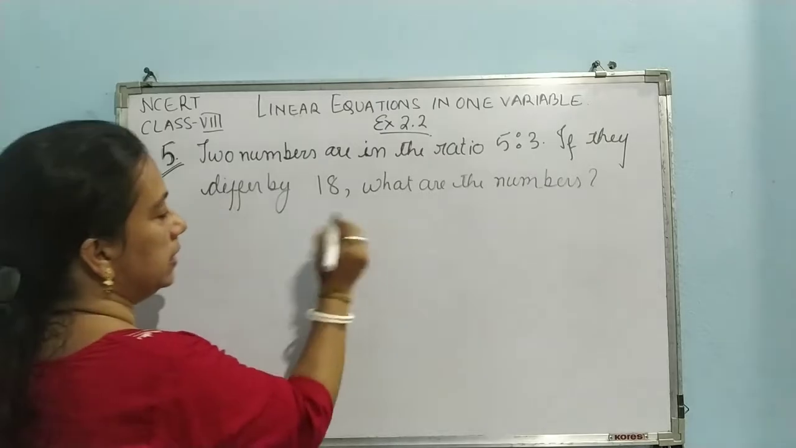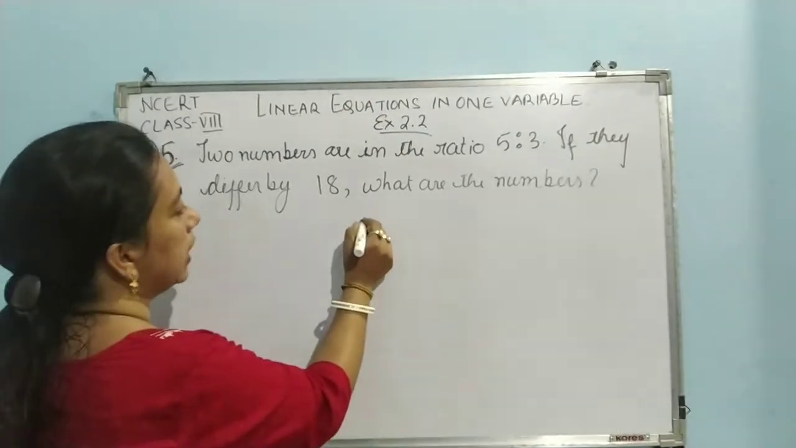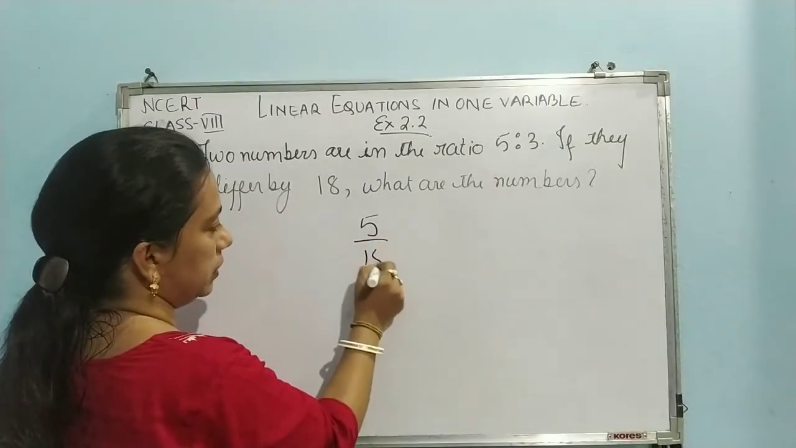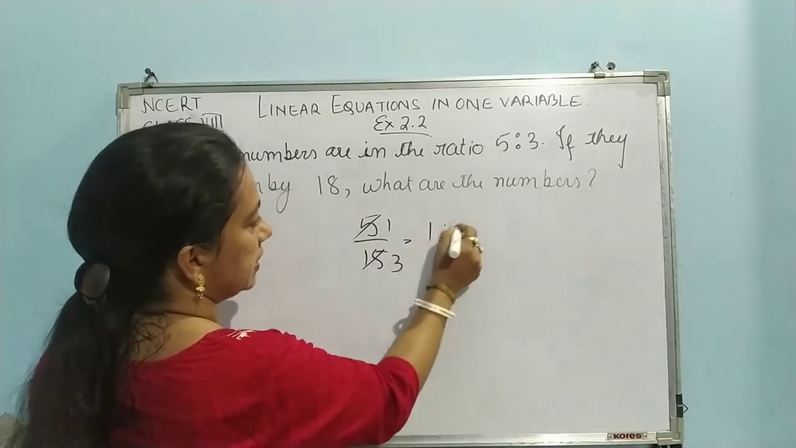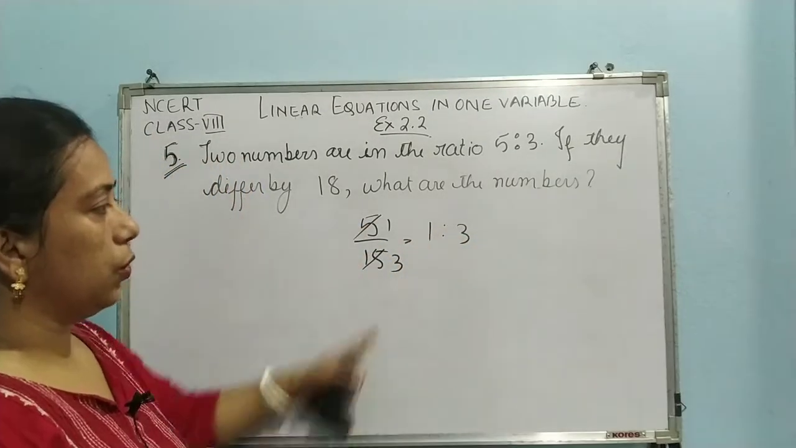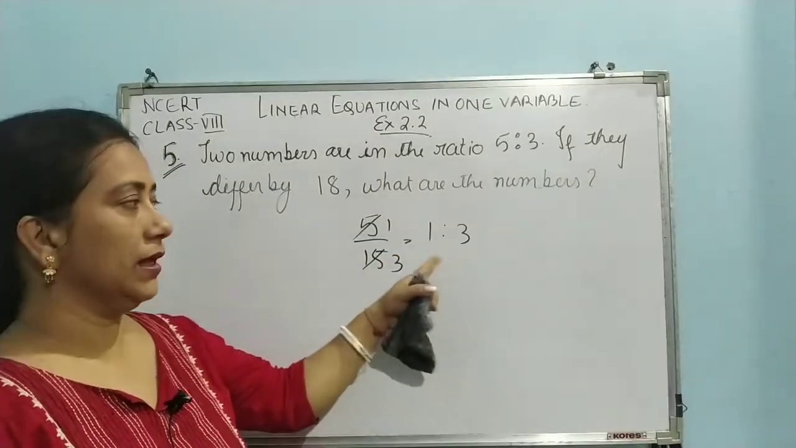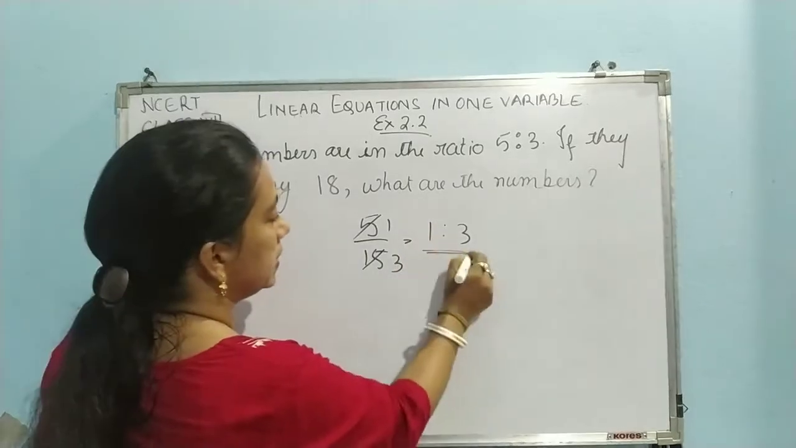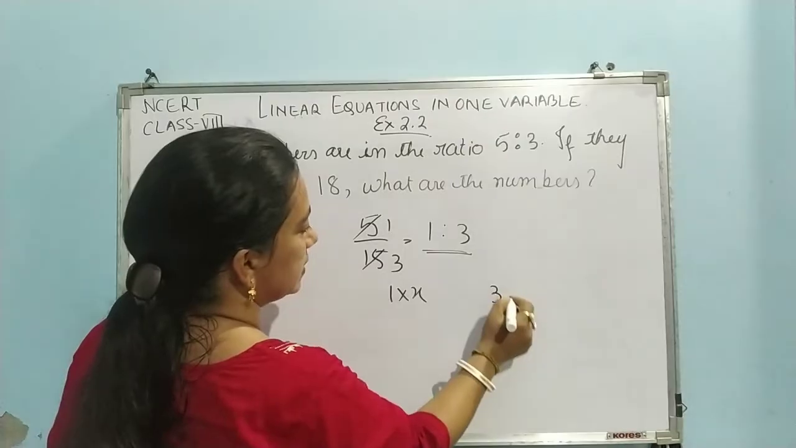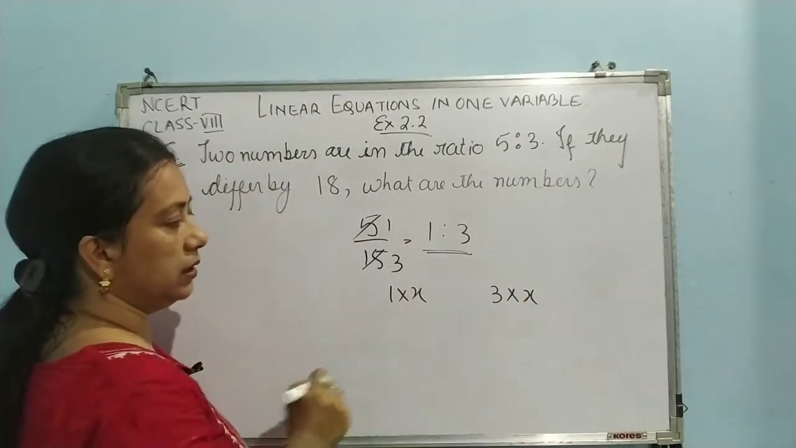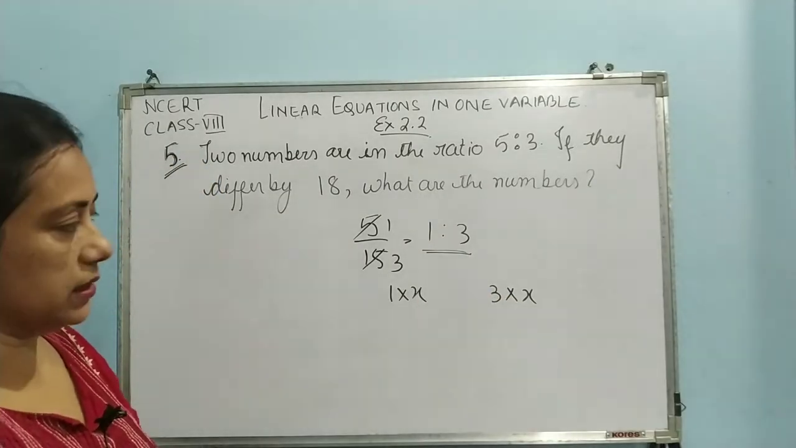When it is given that the two numbers are in some particular ratio, it means what? Suppose I am taking 5 and 15. 5 1s are 5, 5 3s are 15. So what can I say? That 5 and 15 are in the ratio 1:3. But it doesn't mean that the numbers are 1 and 3. This 1:3 means I can multiply some number with 1, and if I multiply the same number with 3, then again the actual numbers will be available, isn't it?